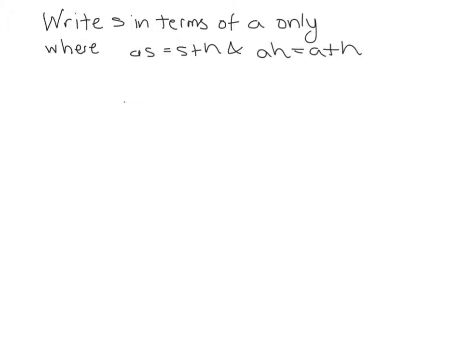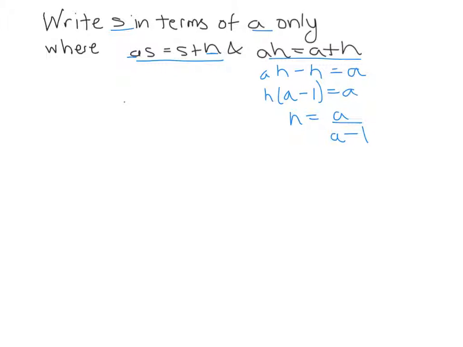Okay, now this last one says to write s in terms of a only when we have these two equations here. Okay, so let's see. We want to get s on its own. So given the fact that we have an a in this equation and an h in this equation, I wonder if what we could do is to get rid of the h by substituting in something else. So what about if we took this expression here and we said a h minus h is equal to a. And then I could factorise the h and say, well, that's a minus 1 by factorising out the h, and then I could say, well, h will be equal to a over a minus 1.